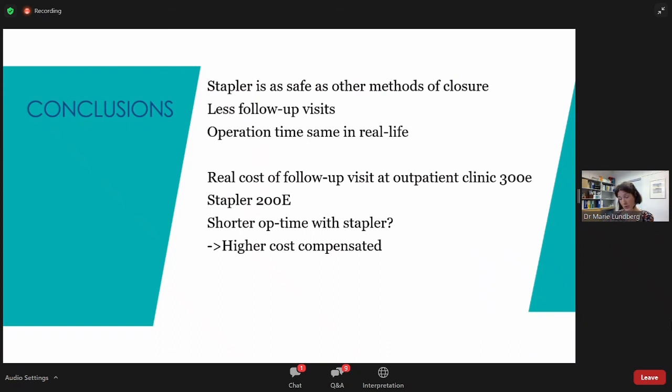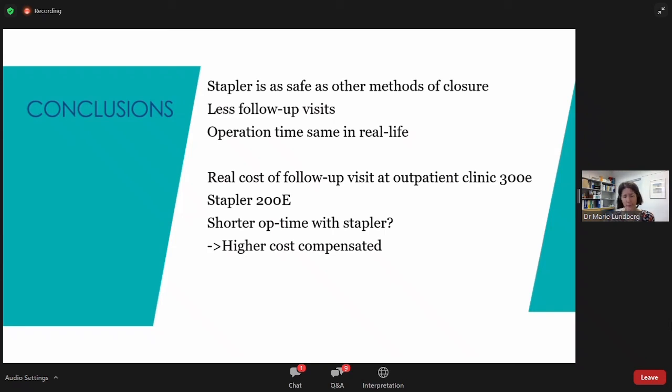And why we wanted to see this is because we are a state hospital. We need to tell our bosses why we are using this device that is much more expensive than the silicone splints and how we can save this money. And if we don't take a patient for a follow-up control, the silicone splints always have to be removed. So you always have to have them at least once. Here, the follow-up visit is more expensive than the stapler. So then we can make up for this use of the stapler.